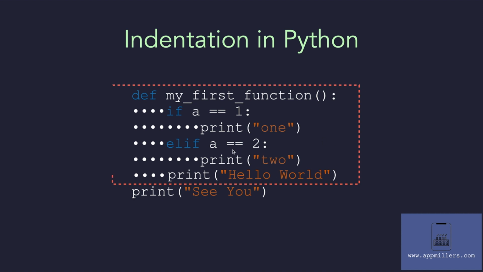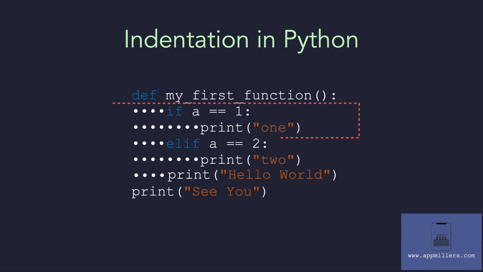Now here, this is the function block. As you can see, it's including all indented code. Then we have other blocks inside this function block. The first block is this if block. As you can see, this if block is indented inside this function. Then after this if condition, if you want to write any code, it has to be indented by 4 spaces after this if condition.